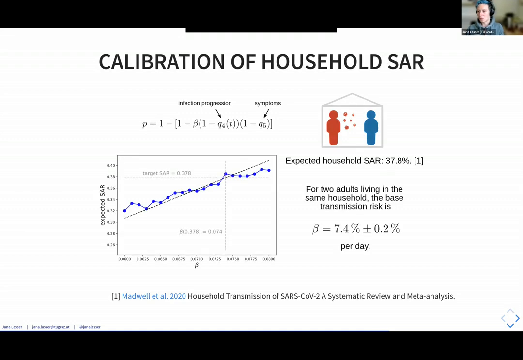And so we just sample adult individuals, give them epidemiological parameters according to their distributions, and let them infect each other. And then we adjust the base transmission risk beta such that we hit this target secondary attack rate in households. And then we find that in our model, beta needs to be about 7.4% transmission risk per day of simulation, such that we will produce this secondary attack rate in households.